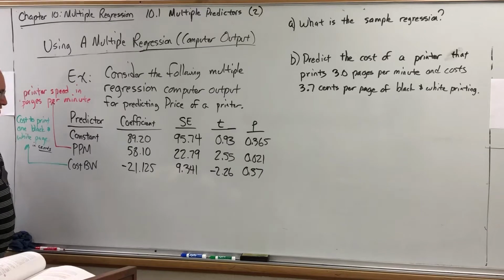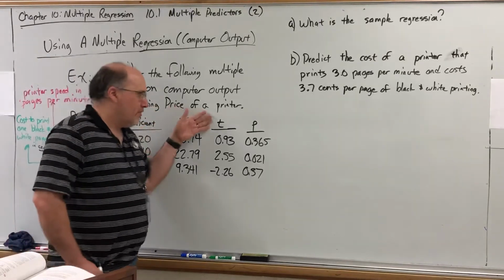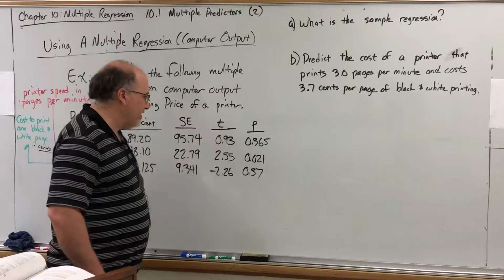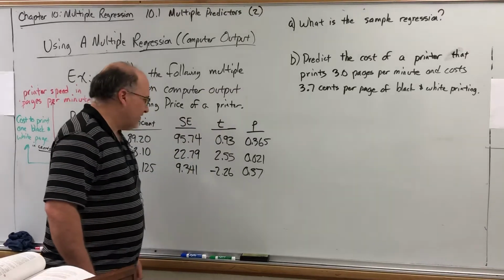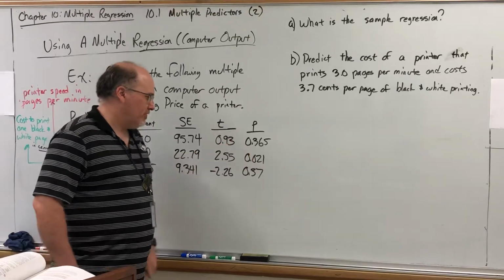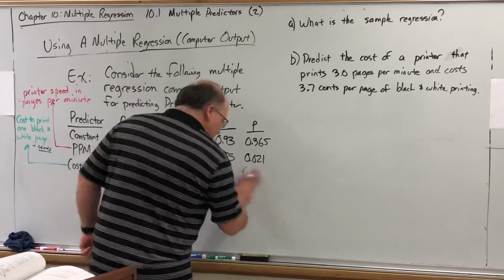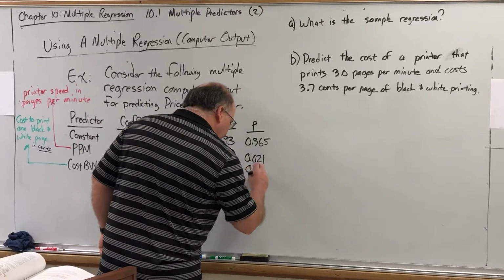You may notice this looks just like the regression output that we had before, where we had a column for the predictor, for the coefficient, for the standard error, for the t when testing the effectiveness of a predictor, and the p-value for the same test. And excuse me, I believe I miswrote this last one. It is 0.037.